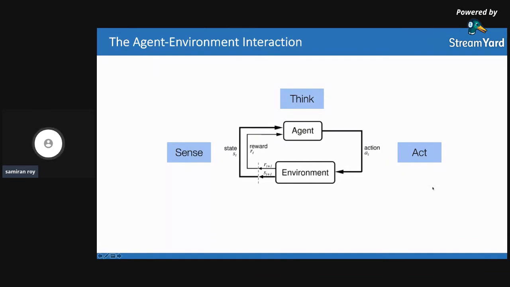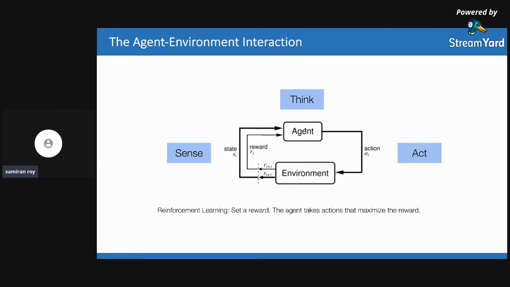So we have this sense, think, and act cycle. What do we do with it? We want this agent to learn some kind of task. The way to do that through reinforcement learning is that you set a reward. You reward the agent for what you think is good behavior, and maybe you can penalize the agent for bad behavior, and the agent will figure out on its own actions that will maximize the reward.